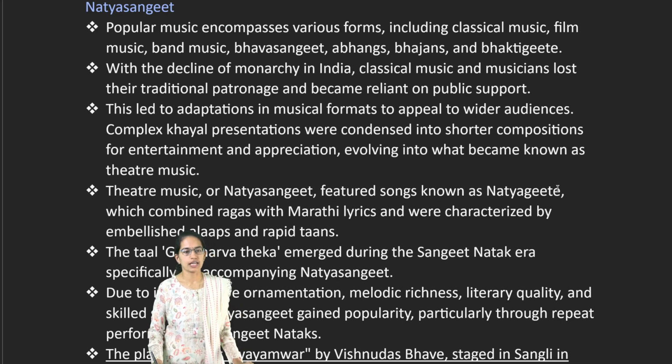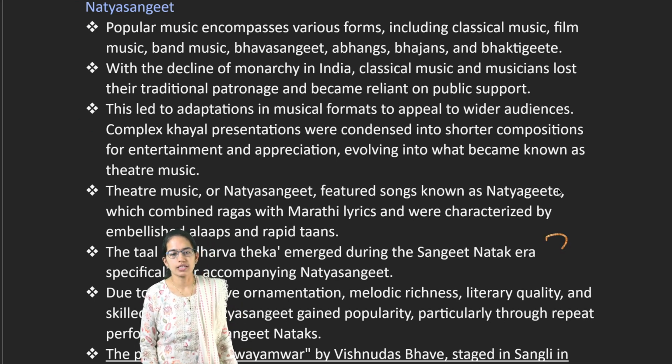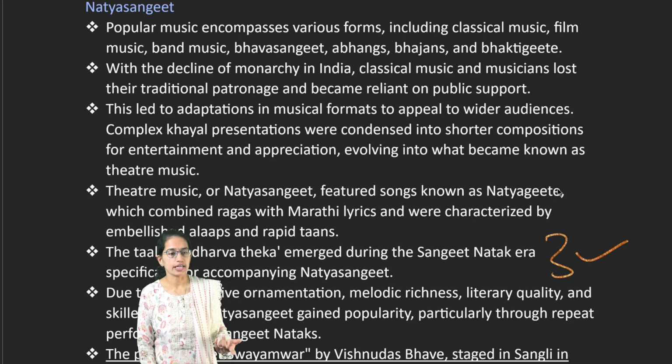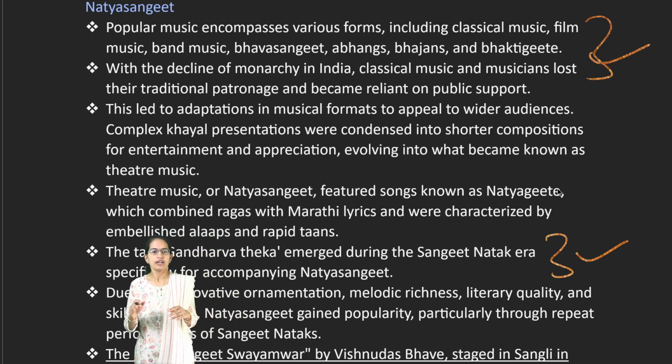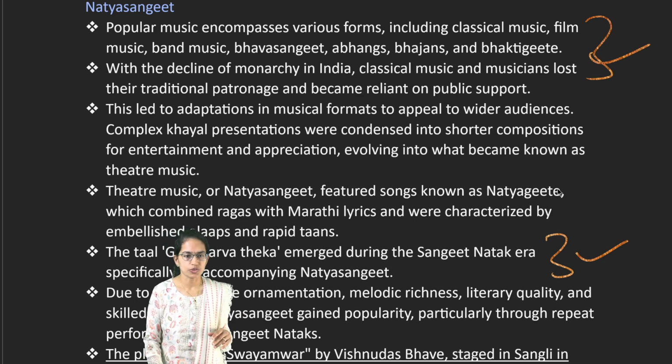So Gandharva Theka has emerged during the Sangeet Natak era, and this moves along with the Natya Sangeet. So Natya Sangeet has the encompassment of all the terms that we have discussed so far. We'll be moving with these as we proceed further.